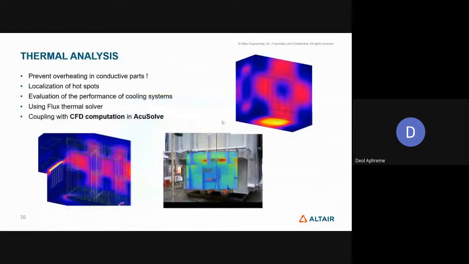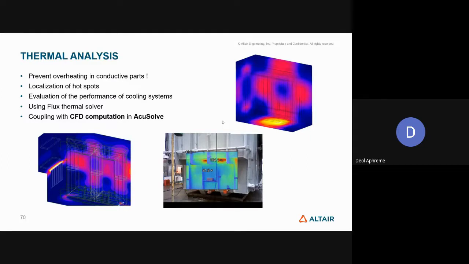Then comes the thermal analysis. Different types of oils, in different configurations, are being used as transformer oils. Just like alloys, manufacturers are experimenting with different combinations of oils to find which is optimum for cooling a transformer. Do we need a cooling circuit, or is stagnant oil enough? All these things can be simulated in AccuSolve, which is our CFD computation tool.